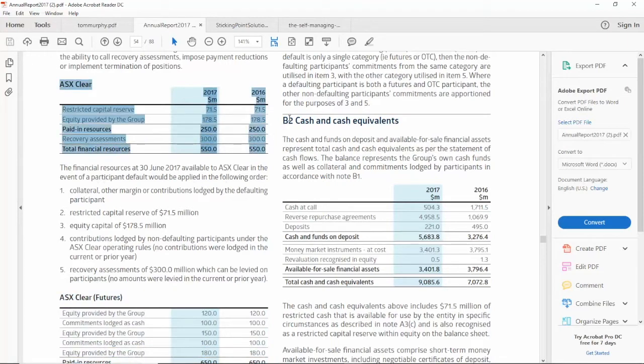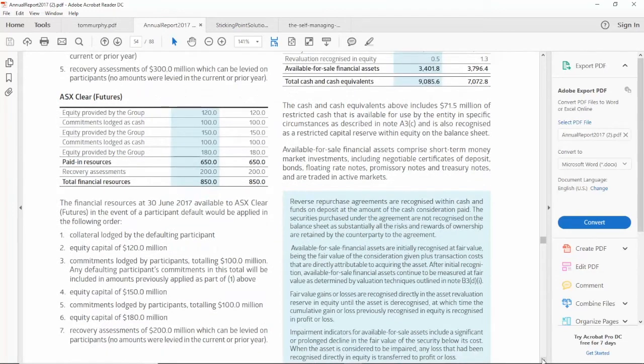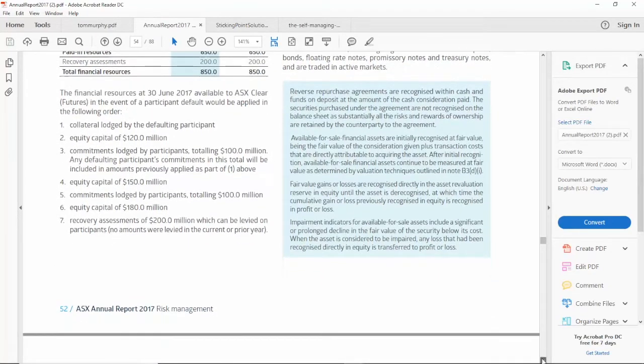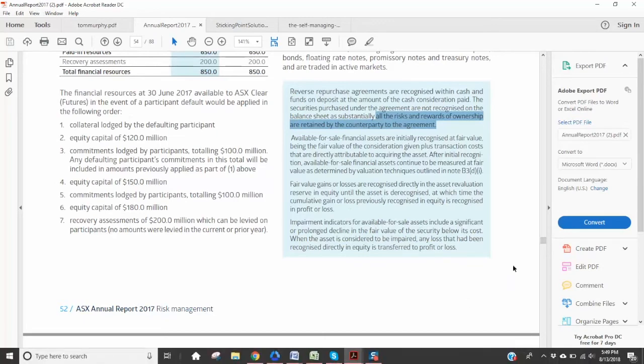Same thing here. The only thing of really interest here was this. Essentially, this is, again, the money they have to have on hand, to my understanding, in case something goes wrong. Okay, yeah. All the risks and rewards of ownership are retained by the counterparty to the agreement. So this is essentially, again, the capital they have to have on hand to cover their bases in case something goes wrong. They don't have any liability other than what is mentioned above and below.